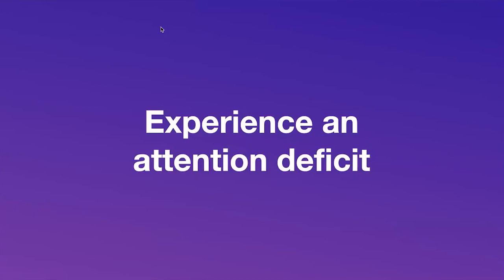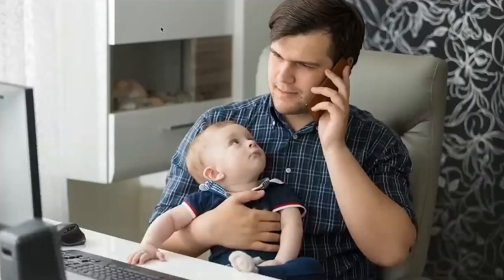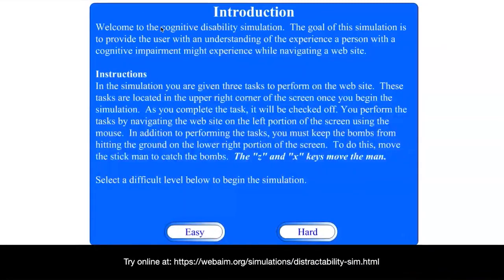So the idea here is you're going to see me try and use a web page to complete some simple, oh, sorry, no, actually, first you're going to see that picture, because this is actually a pretty good simulation in some ways. If you've ever had a screaming child bouncing on your lap and you're trying to take a phone call and also use a website, that's actually not a terrible simulation either. But what we're going to look at is this one, which was put together by WebAIM. They're an organization that focuses on web accessibility. And they made this distractibility simulation.